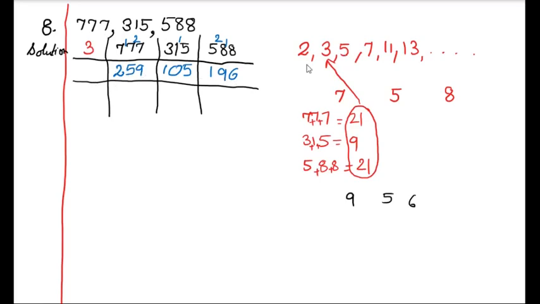Then 5. Are these 3 numbers divisible by 5? Only the middle one, 105, is divisible. Why? Because the test of divisibility of 5 is 0 and 5 should be at units place. Yes, in 105 only 0 and 5 are at units place. Other, no. So, we again cannot use 5.